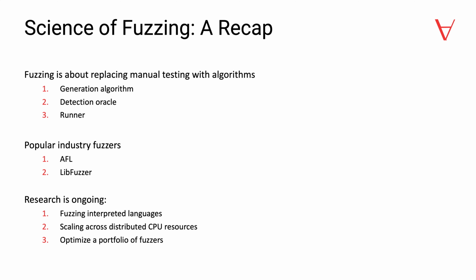How do you scale across distributed CPU resources is also an interesting question, as well as things like, hey, how do you optimize a portfolio of fuzzers to get the best effect? In fact, when you look at the Driller paper or Mayhem, really what we're doing is we're trying to optimize symbolic execution, one type of what some people call a fuzzer, with a more traditional instrumentation-based fuzzer.